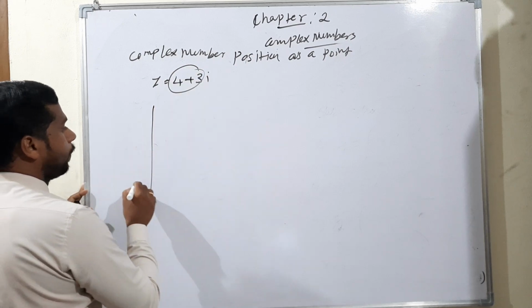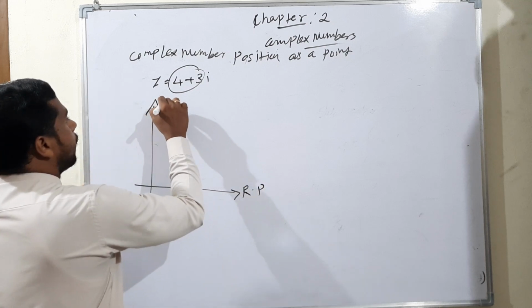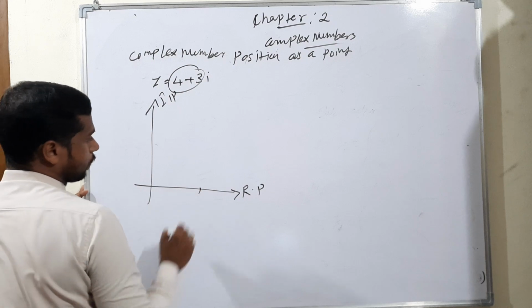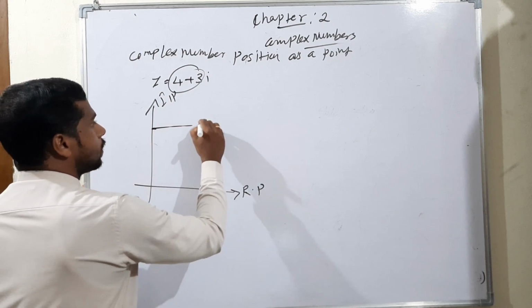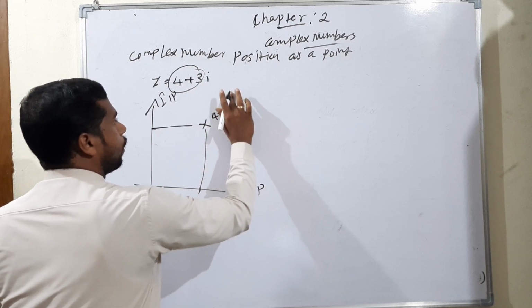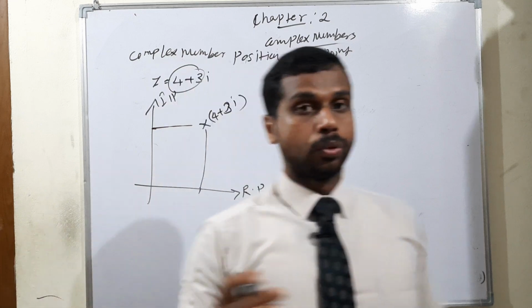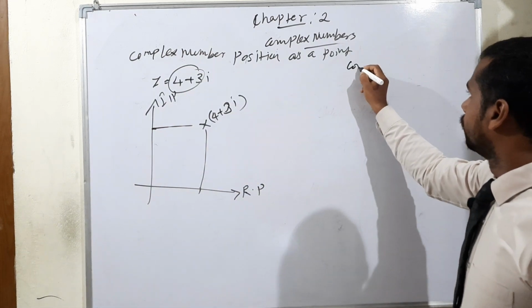So 4 comma 3 means, just consider, this is called the real part, this is called the imaginary part. This is the x value, 4, and the y value, 3, means the position of the term, no? So this is important. This is the point, 4 plus 3i. The same condition applies to a complex number's position from the origin. So from the origin means the same point.